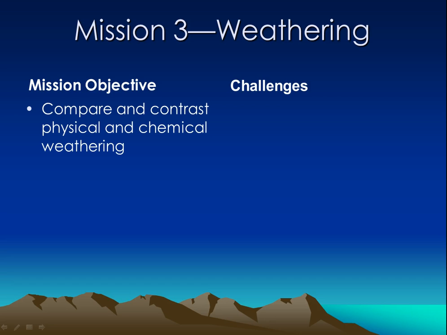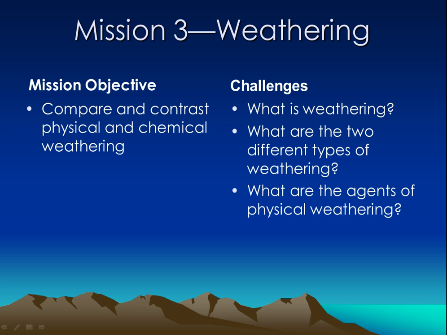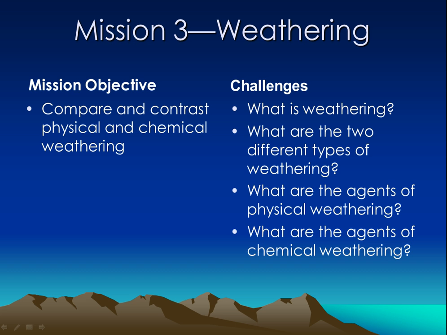Our mission objective is to compare and contrast, so what's the same and what's different between physical and chemical weathering. The questions that we need to focus on this mission is first to identify what is weathering, what are the two different types of weathering called, and the hint is that's in the mission objective. What are the agents or causes of physical weathering? What are the agents or causes of chemical weathering?